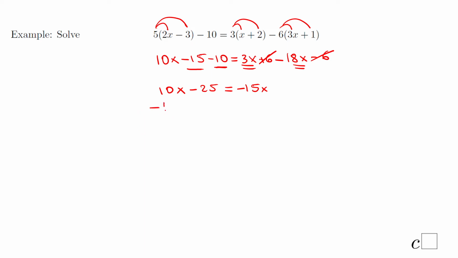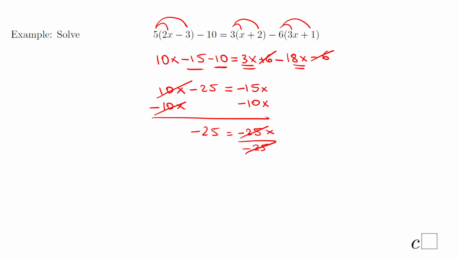In this case, I'll subtract 10x. It's easier in my opinion. We subtract 10x to get rid of this 10x. And then we have negative 25 equals negative 25x. The next step will be to divide by negative 25 to get rid of this negative 25 that is next to the x. Don't forget to do the same thing on the other side. And the solution will be x equals negative 25 over negative 25, which in fact is nothing else than positive 1. x equals 1 is the solution of this equation, a value that will make this equation true.